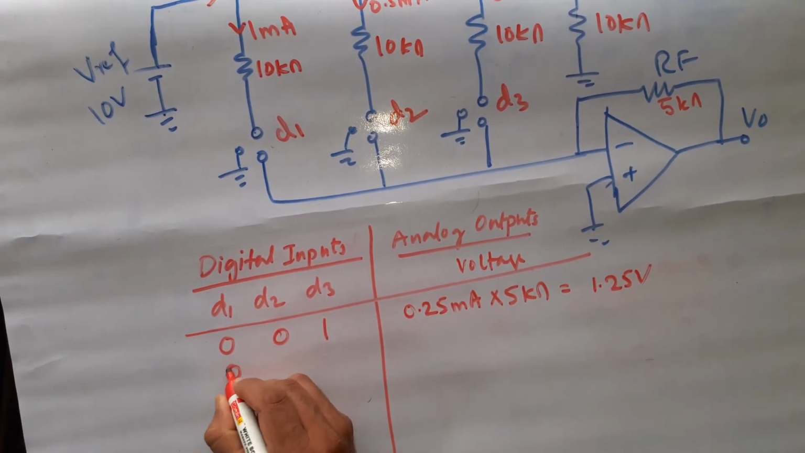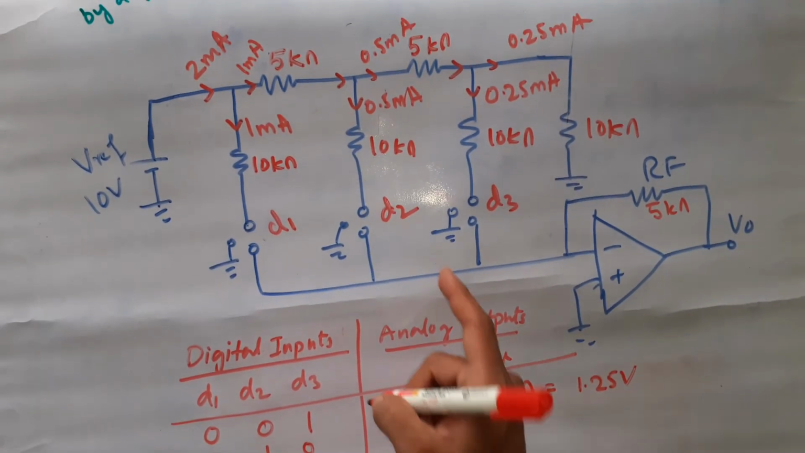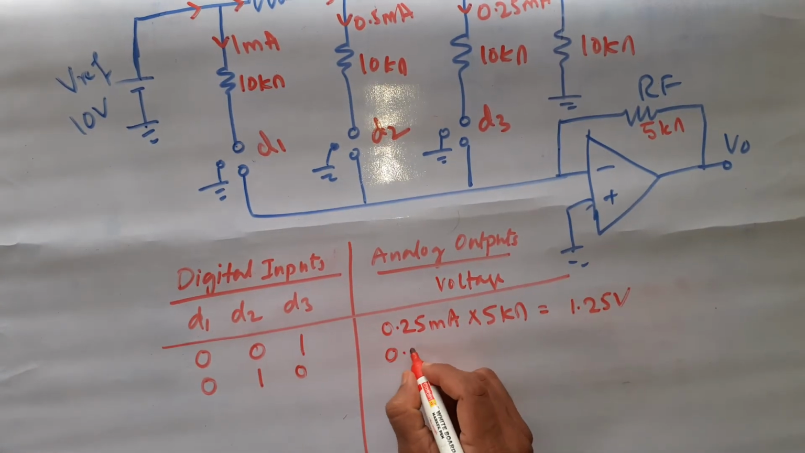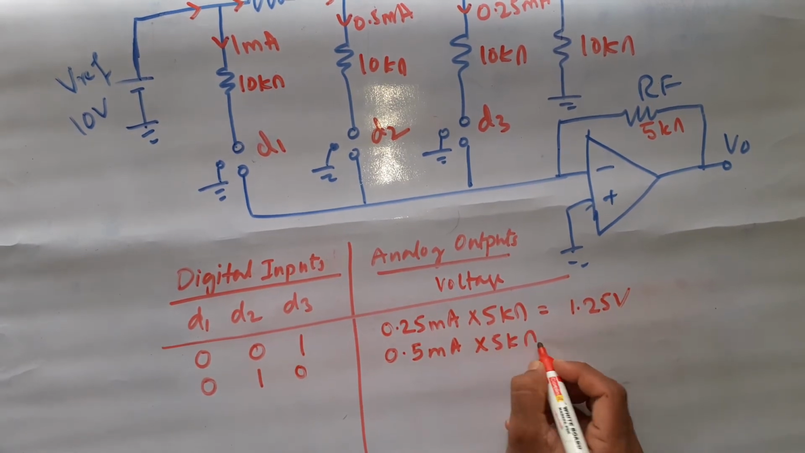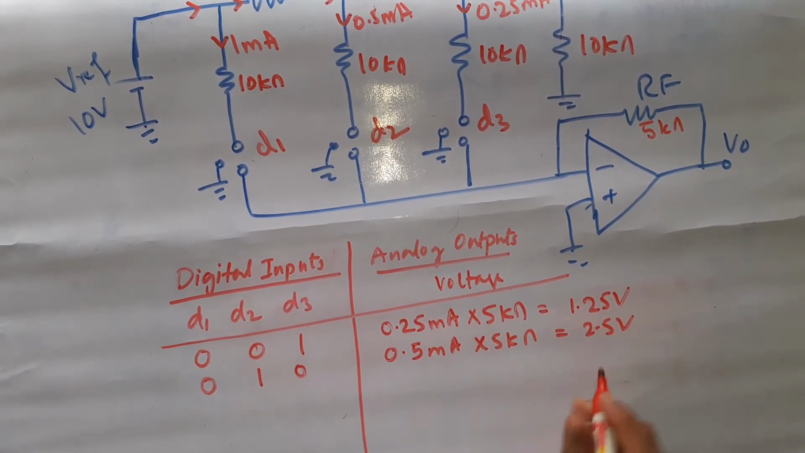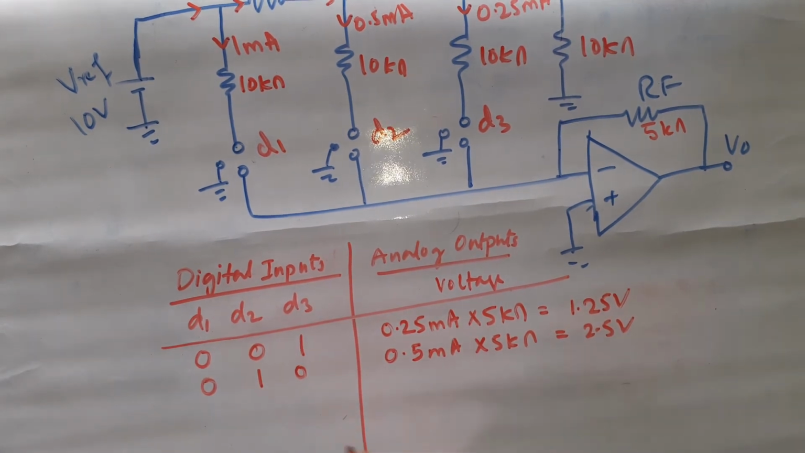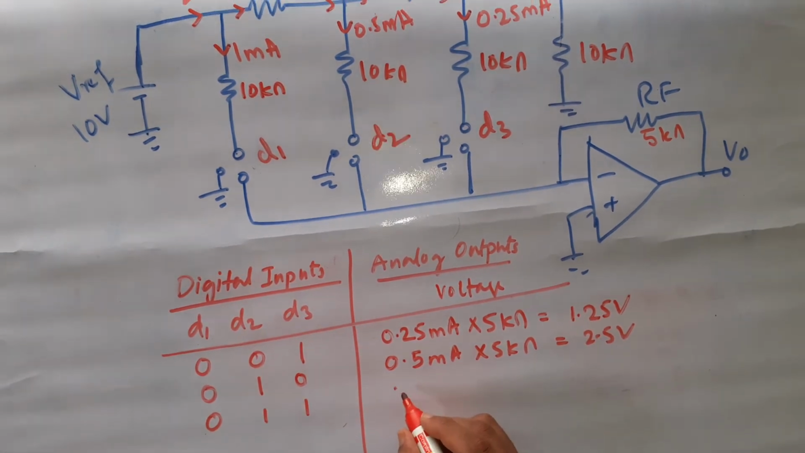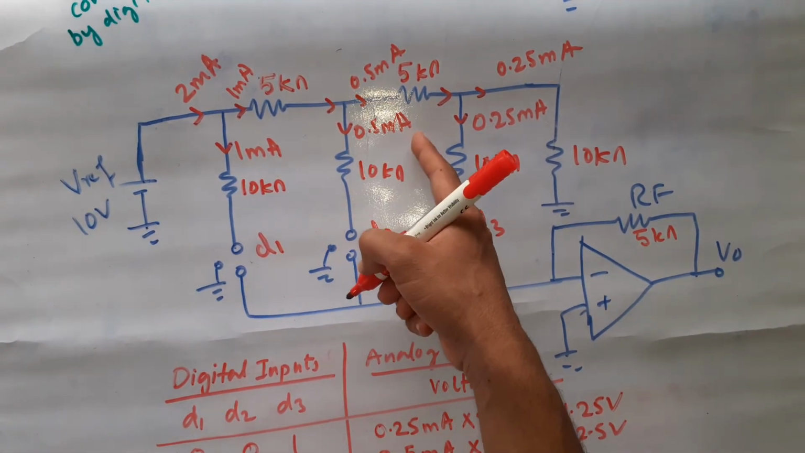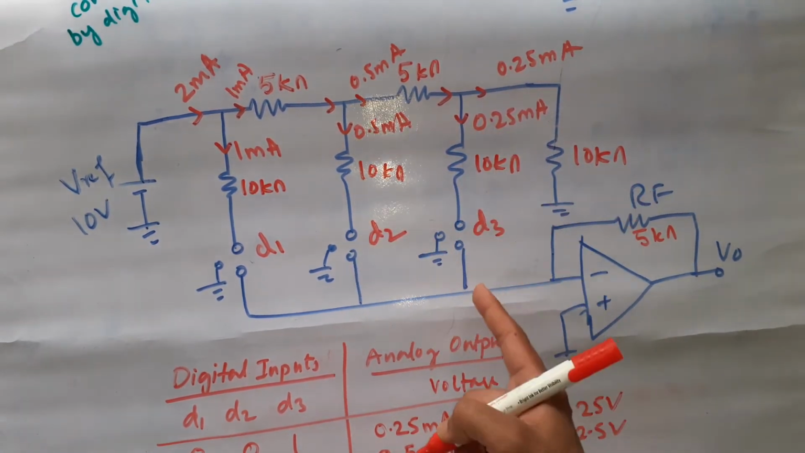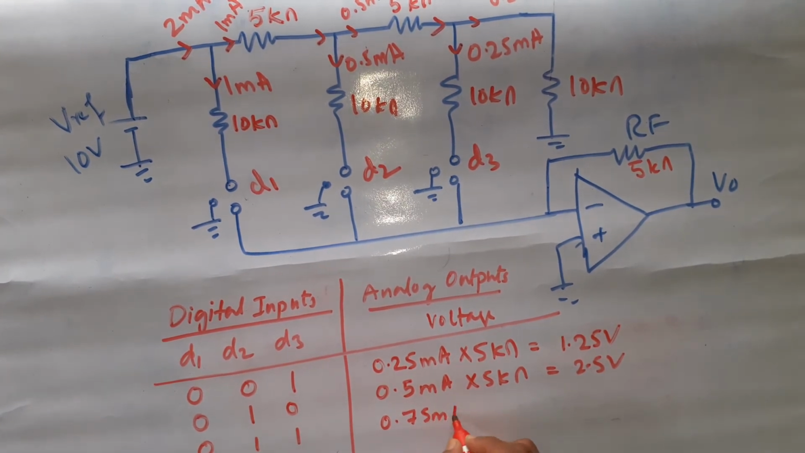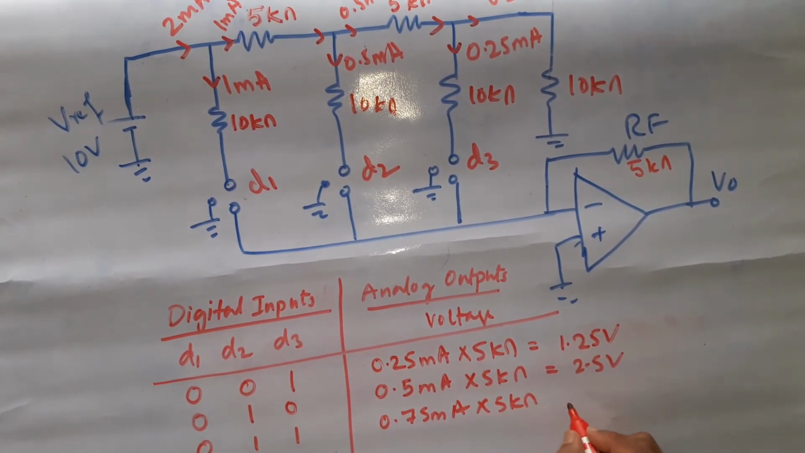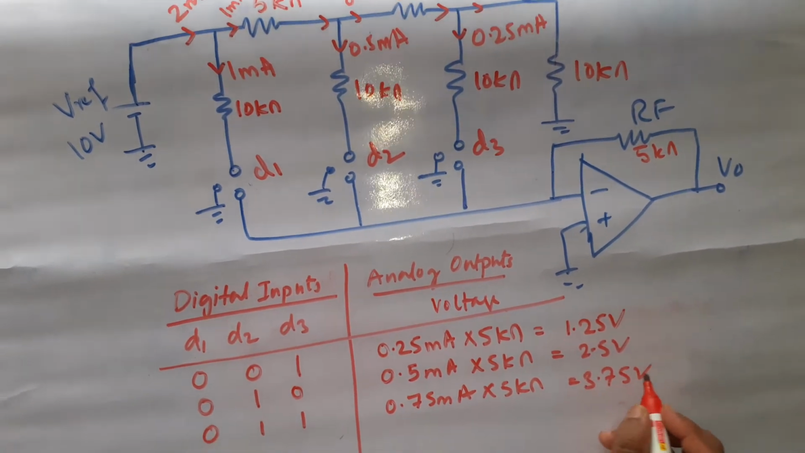Similarly, if your input is 0, 1, 0, it means 0.5 milliamps will flow. 0.5 milliamps into 5 kilo ohm will give you 2.5 volts, isn't it? Similarly, go on doing this. 0, 1, 1 means 0.5 and 0.25. This plus this will come here. 0.75 milliamps into 5 kilo ohm will give you 3.75 volts.